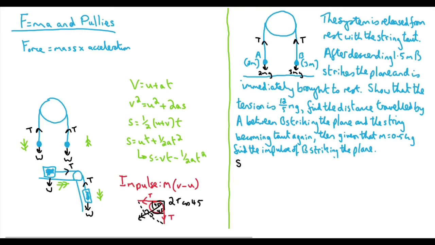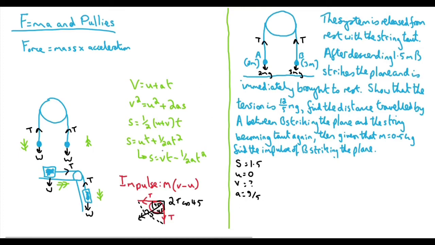So we'll say if you've got your S, U, V, A, T, we know from what we just worked out before that the acceleration is going to be a fifth of gravity. We're looking at U being 0 because they were released from rest, V we're trying to find, and S here is the 1.5 meters that A rose. So we don't have T, we don't have to worry about it.